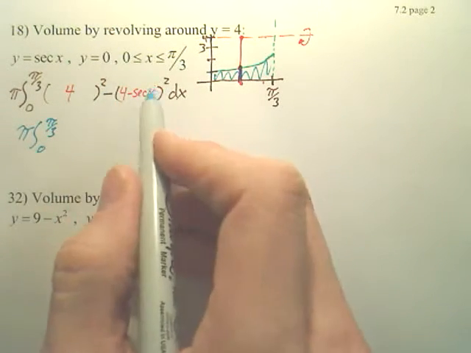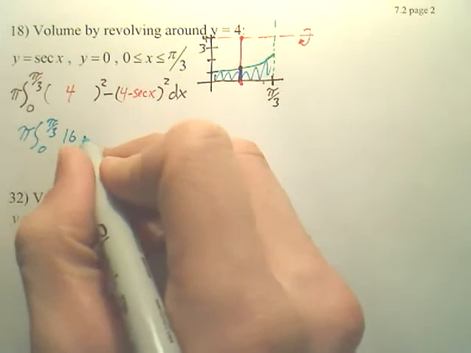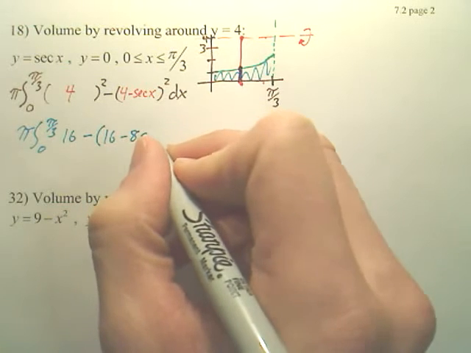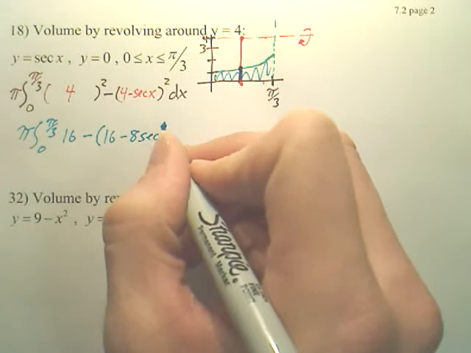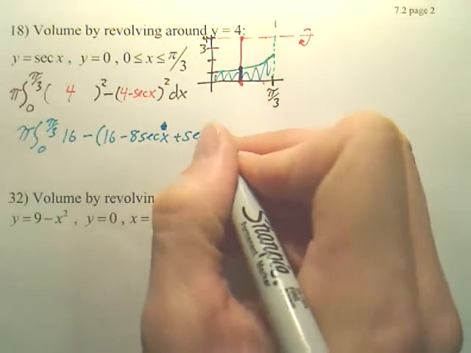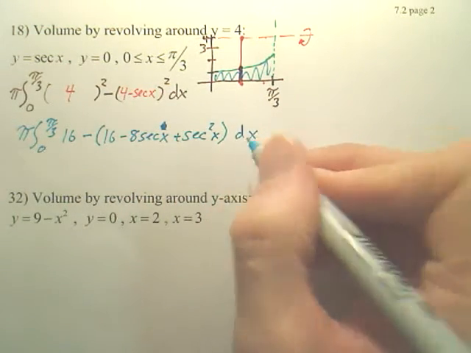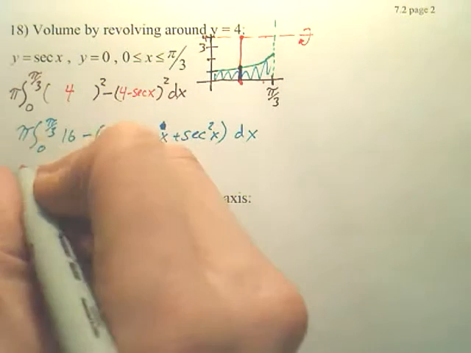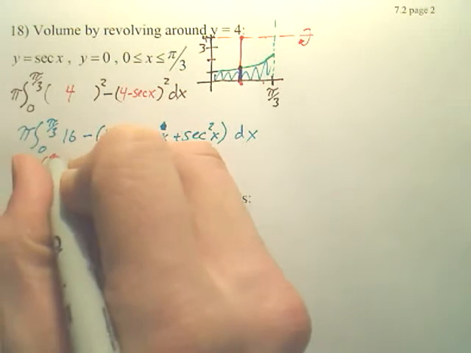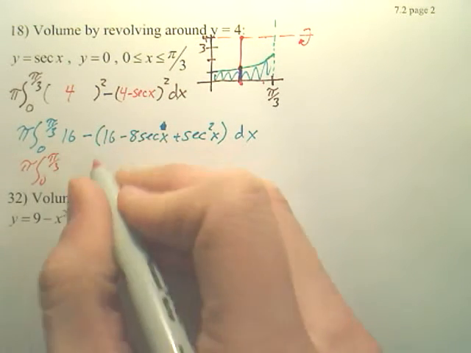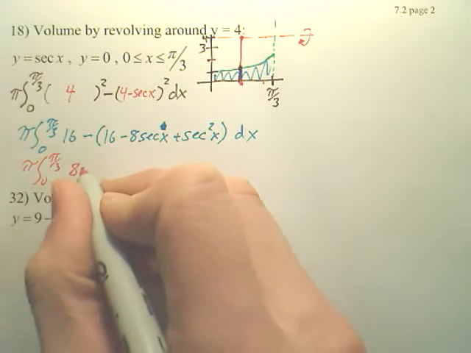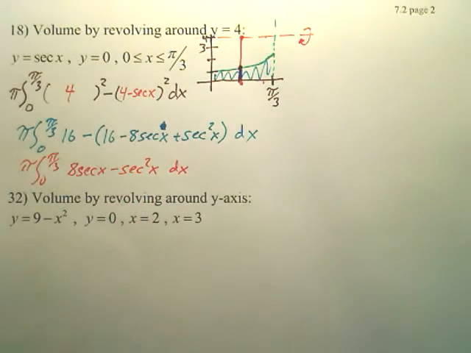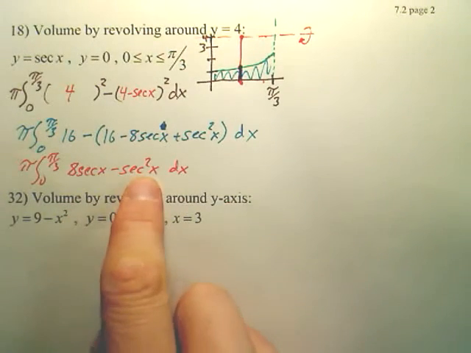Isn't this going to be squared and this is going to be squared? You're basically going to get 16 minus, don't forget the parentheses here, 16 minus 8 secant x plus secant squared x dx, from 0 to pi over 3. These are going to cancel, and you end up with basically 8 secant x minus secant squared x dx.